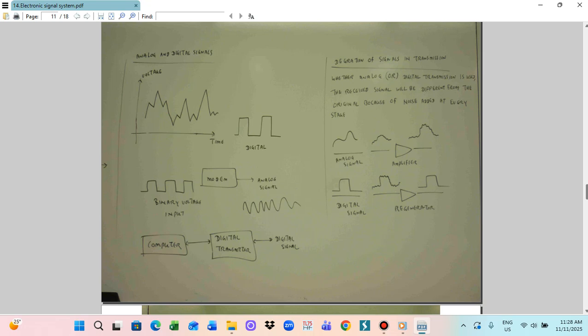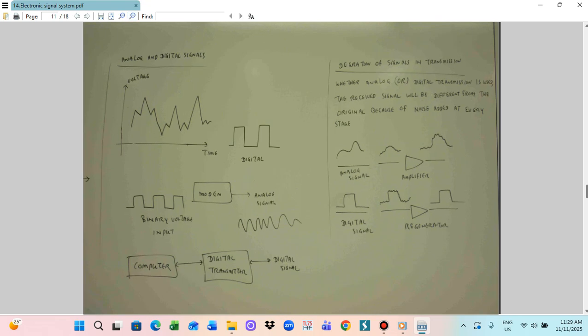So in this case, in our control system, we can utilize the modem to interface the computer. So you use the computer here. This computer is connected with the digital transmitter. Then output with the digital signal. So this is one. When you send a signal over the process control system, the signal will be degrading, the signal value will be going down. So in this case, we have to use a regenerator.